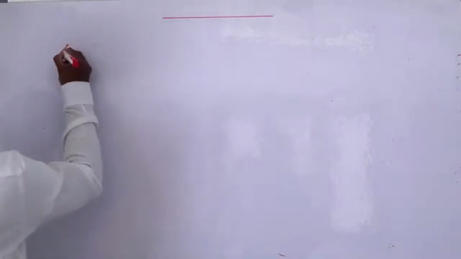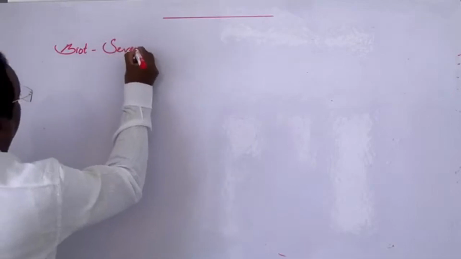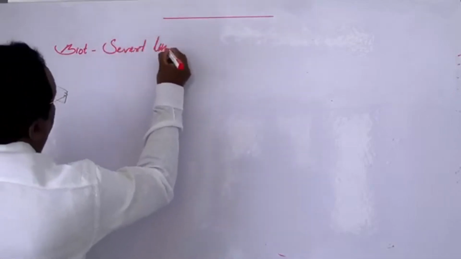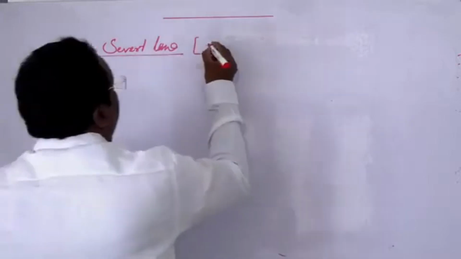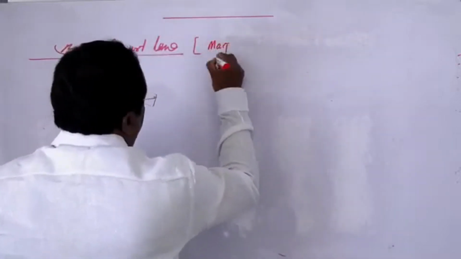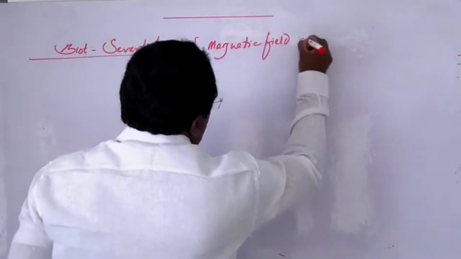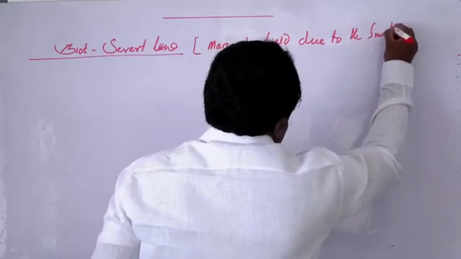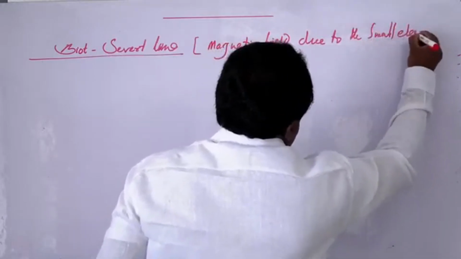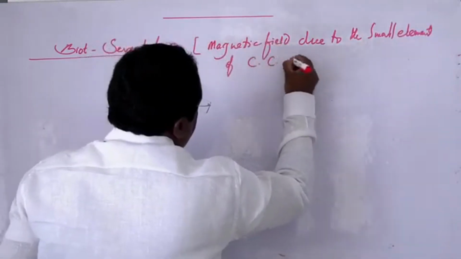The first one, Biot-Savart Law. Now, what is the purpose of Biot-Savart Law? To find magnetic field. So, Biot-Savart Law gives magnetic field due to the small element of a current carrying conductor.